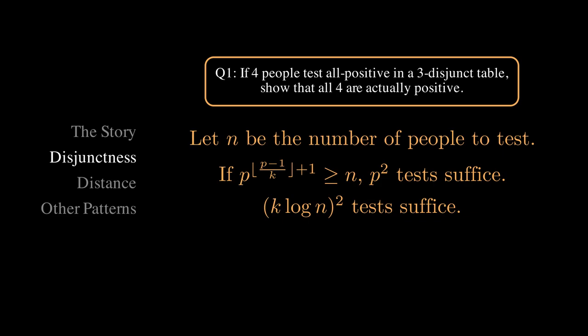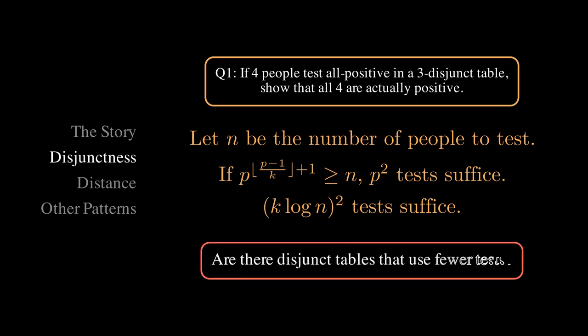Now the most important question here is whether the number of tests can be decreased. It's known that around k squared times log n tests are required. And using some neat logic, we know that when n is much larger than what we were dealing with, there actually are tables out there that use around k squared times log n tests. All of this is still an active area of research.